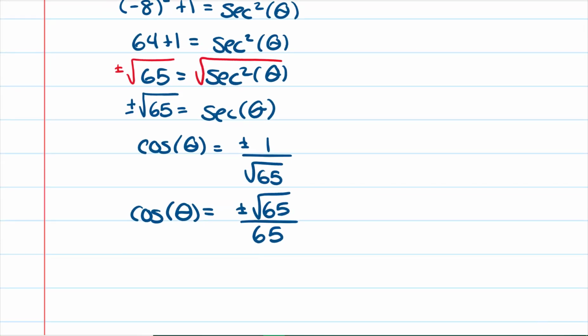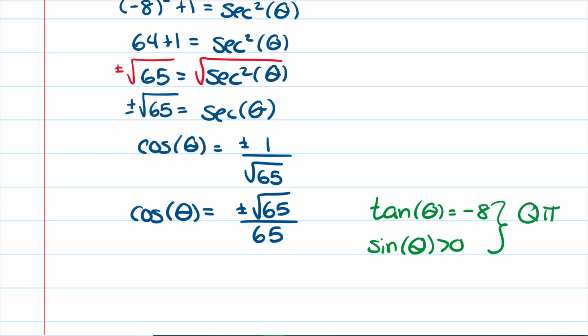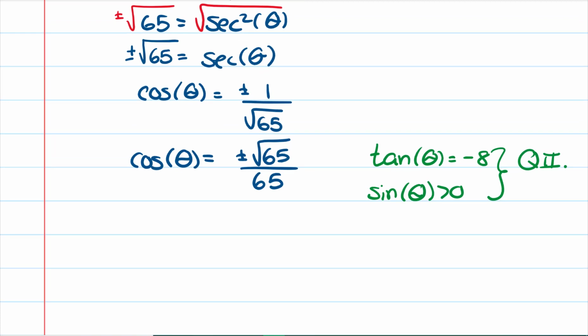Now we can only have one answer. So let's go back and remember what we know. We know that tangent of theta is equal to negative 8, and we also know that sine of theta is positive. So based on both of these things, we're going to be in quadrant 2, because tangent's negative and sine is positive. So in quadrant 2, cosine is negative. So our answer then is cosine of theta is equal to negative root 65 over 65.